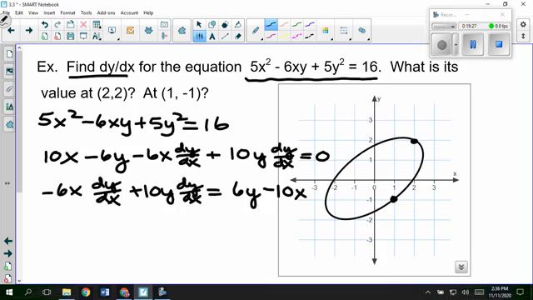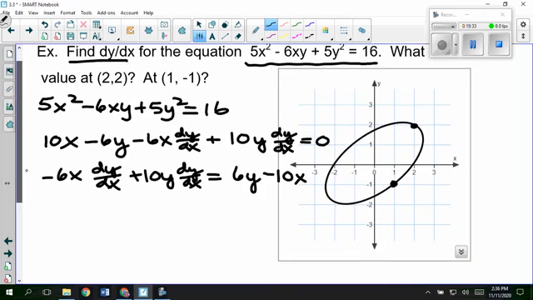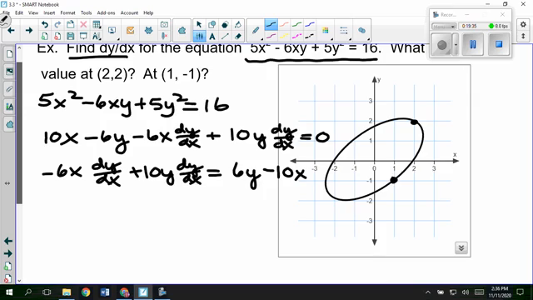6y minus 10x. So I added the 6y, subtracted the 10x. Now, because I've got a dy dx in common on the left side, I'm going to factor that out. So I just have 1 dy dx, and then I'm left with negative 6x plus 10y.